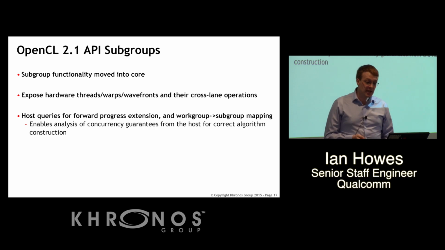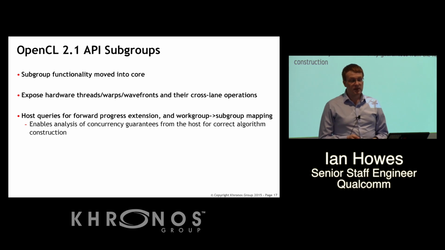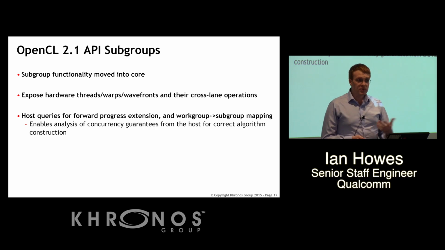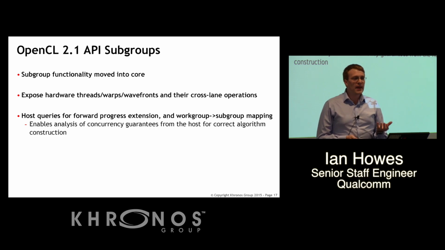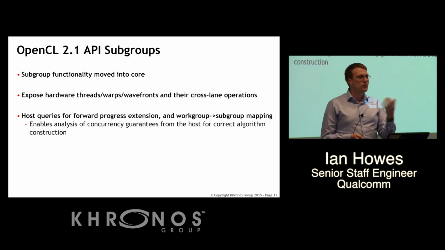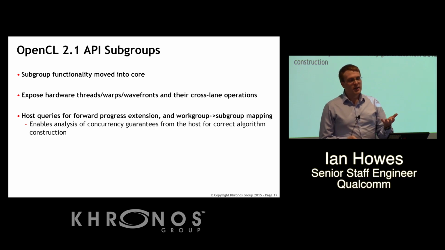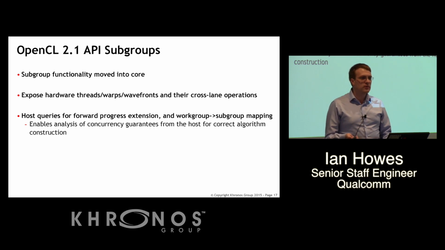And from the host API point of view, that's primarily a kernel language thing, we have queries for the ability for those subgroups to make forward progress relative to each other, which is a scheduling query, in effect, for the hardware scheduler. And for the mapping of the work items in work groups to the subgroups, because clearly you need to know exactly how your code is going to be running when you make all the get local ID queries and so on.